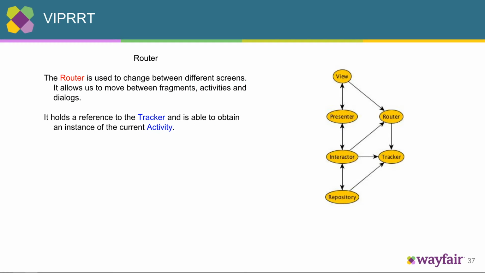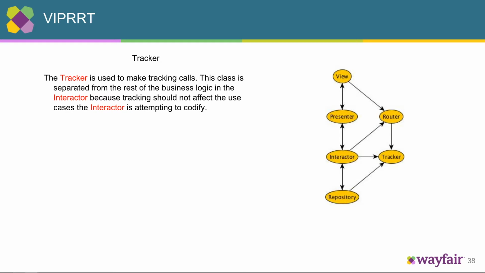The router, kind of self-explanatory. It'll route you to a different page. So usually it'll have a reference to the current fragment and the current activity so that we can move around that way. And the tracker is the most optional one of these. It's literally just for tracking events because they're kind of like no-ops. You don't want to have to worry about them when you're doing your actual business logic.